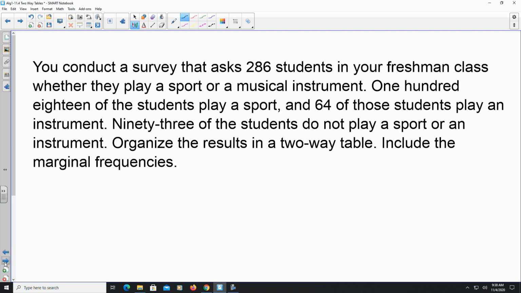Here it says you conduct a survey that asks 286 students in your freshman class whether they play a sport or a musical instrument. 118 students play a sport. 64 of those students play an instrument, and 93 of the students do not play a sport or an instrument. They want you to organize the results in a two-way table and also include marginal frequency.